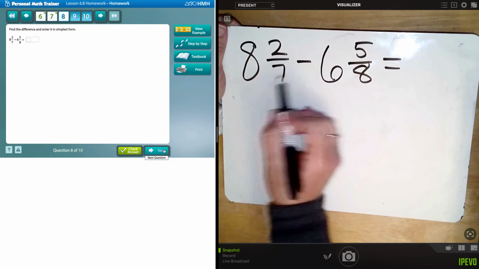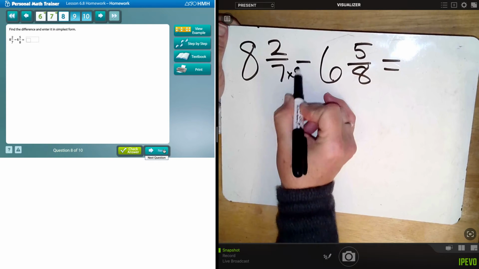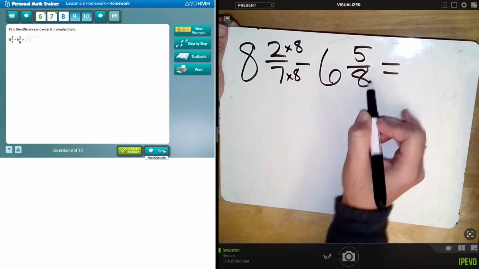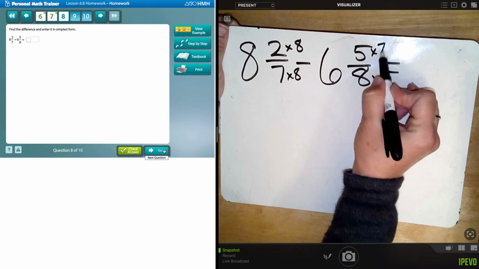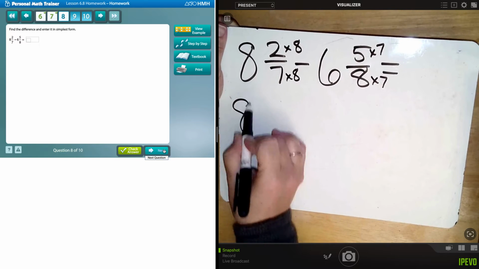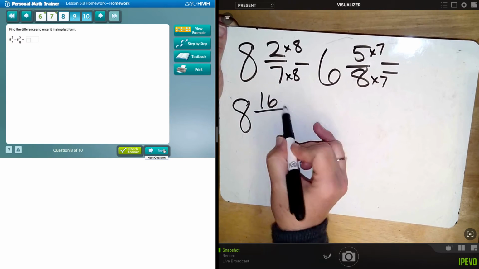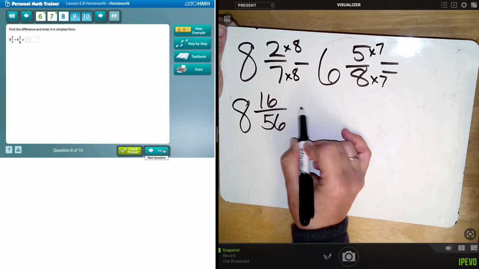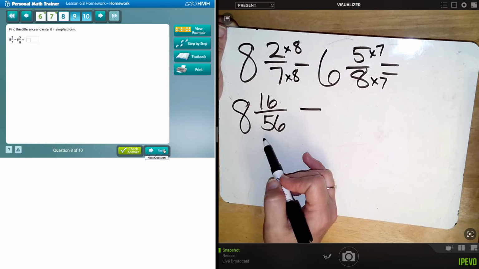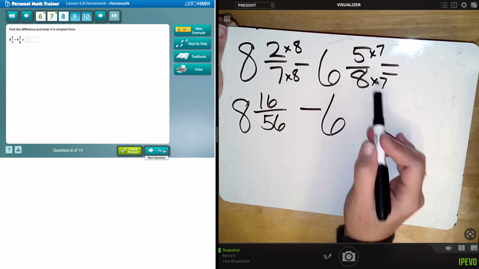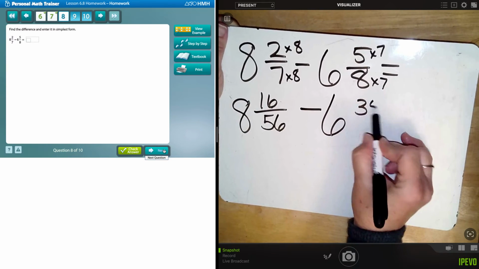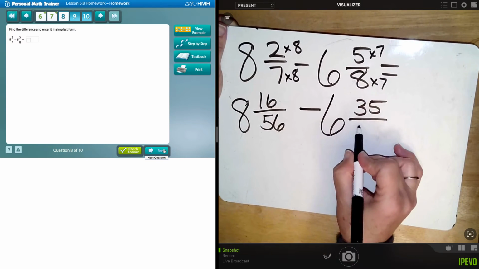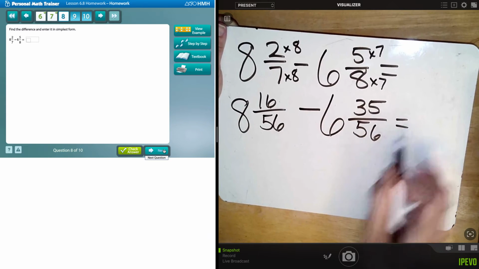Okay. Ooh, these are really close. I think I'm going to just start off this way. Multiply the 7ths by 8 and multiply the 8ths by 7. All right? So I'm going to have 8 and 16. Oh, yeah. 5, 6, 7, 8. 56 is 7 times 8. So 8 and 16/56 minus 6 and 5 times 7 is 35 over, if 7 times 8 is 56, 8 times 7 is, you got it, 56.